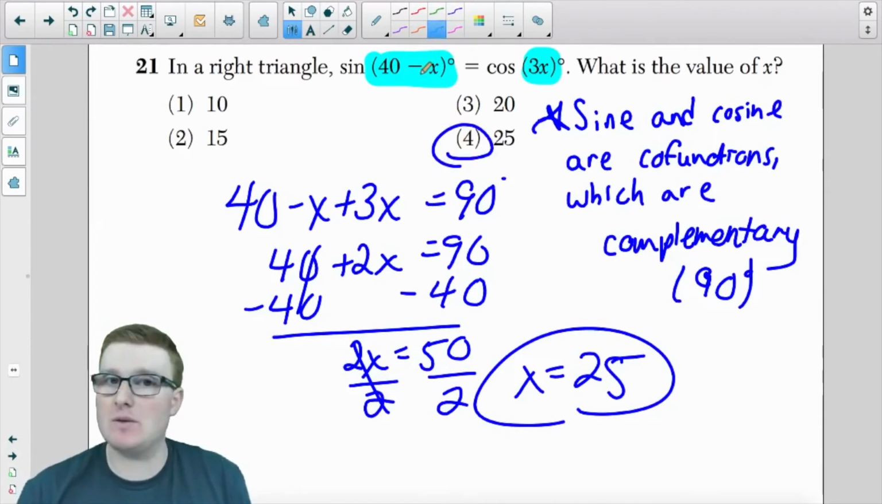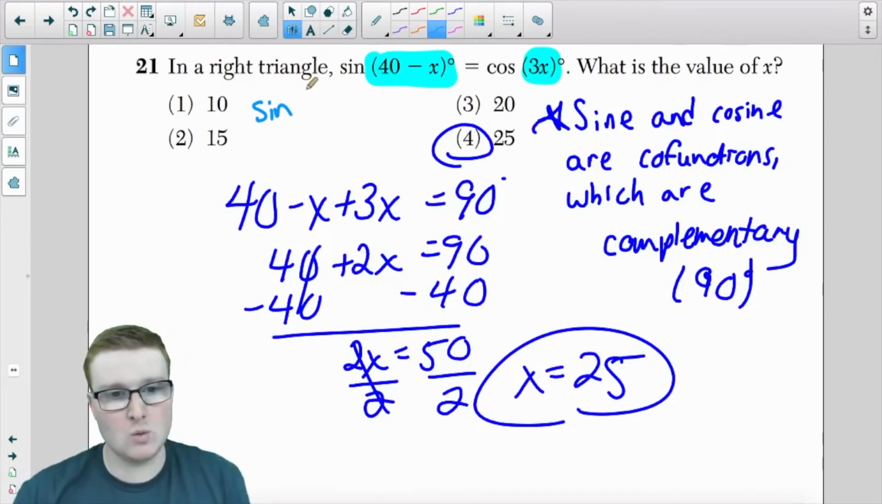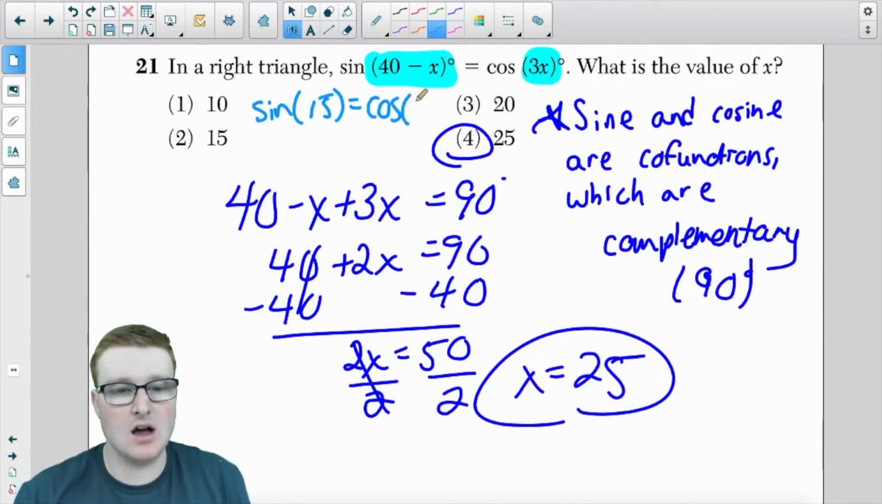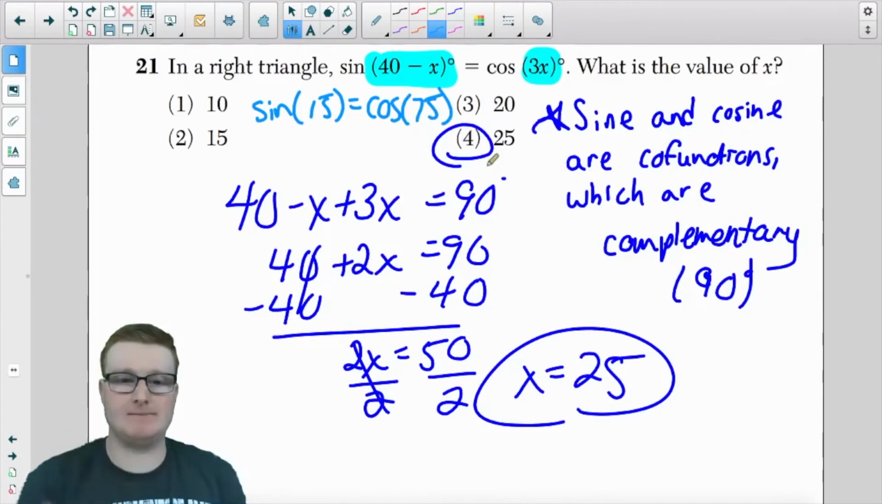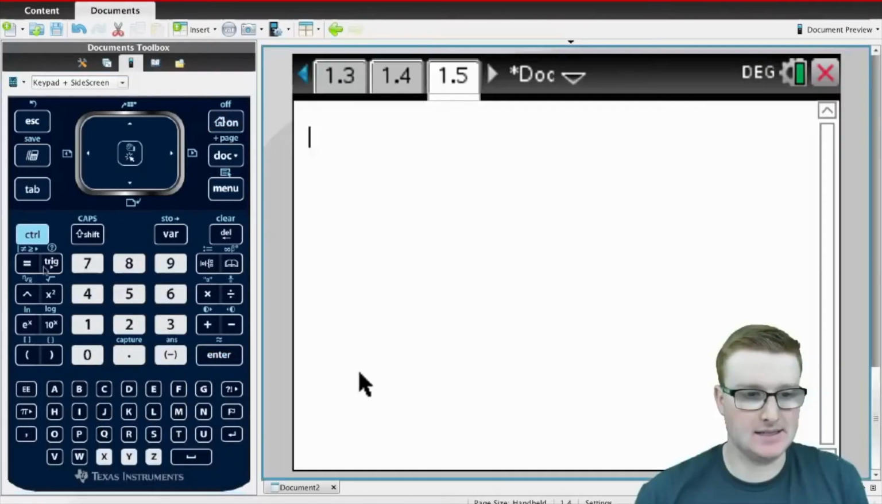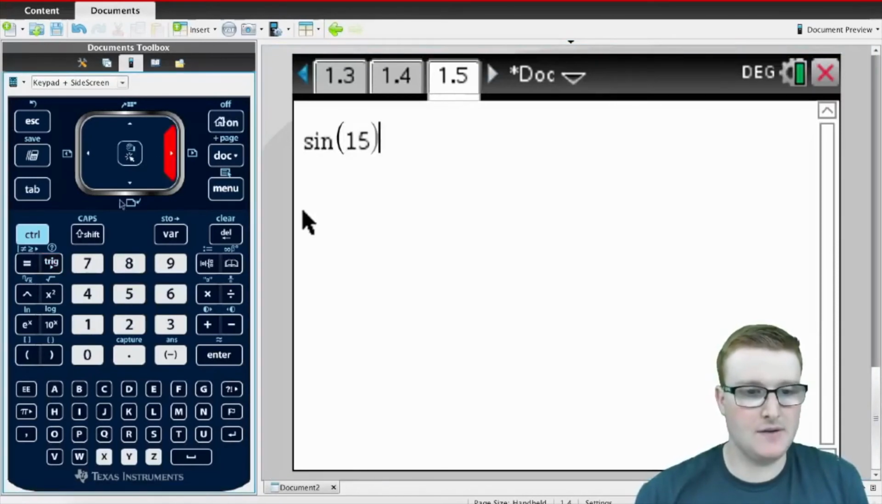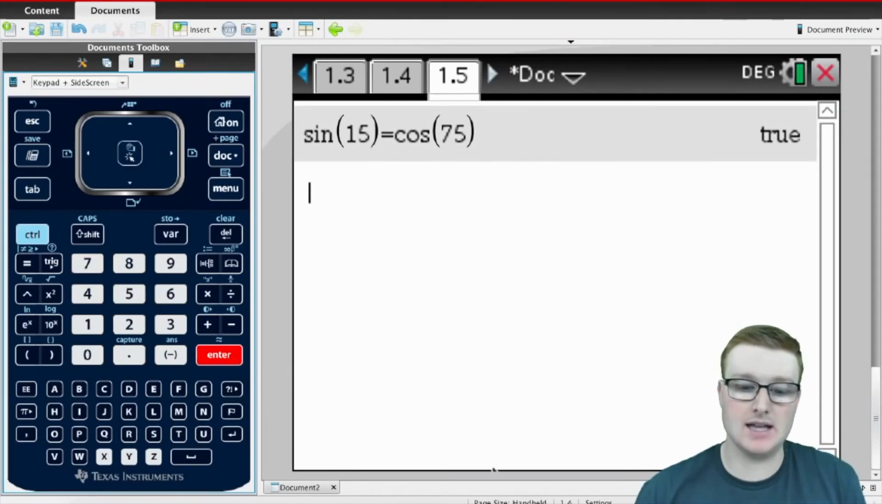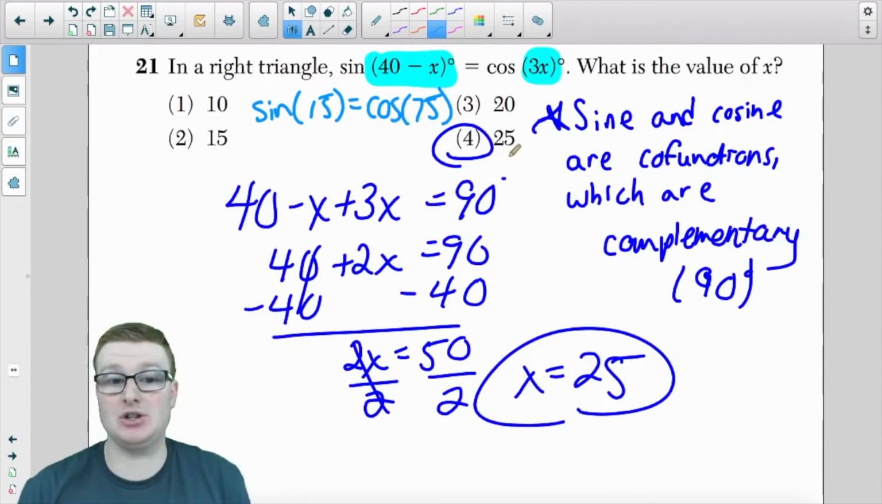If we take 25 and plug it into both of these expressions, we get the sine of 40 minus 25, which is 15. So the sine of 15 is equal to the cosine of 75. Is that true? If we go to our calculator and type in the sine of 15, does it equal the cosine of 75? They tell you it's true because sine and cosine are cofunctions which are complementary. Your answer is choice 4.